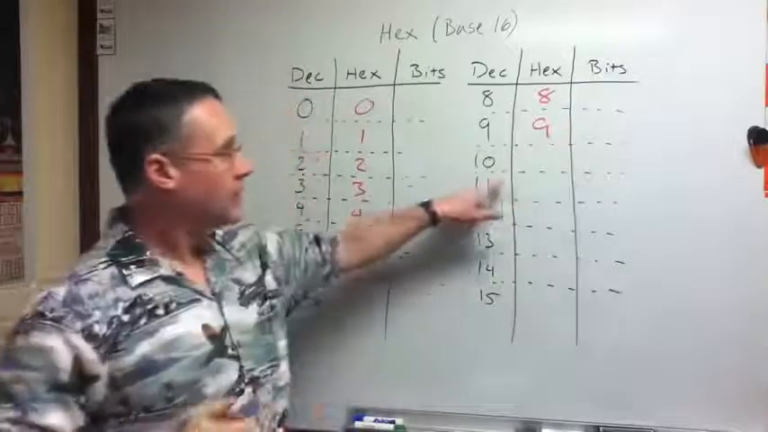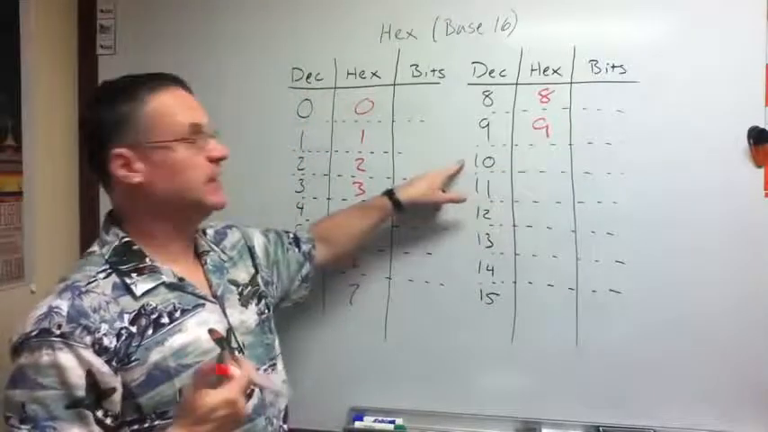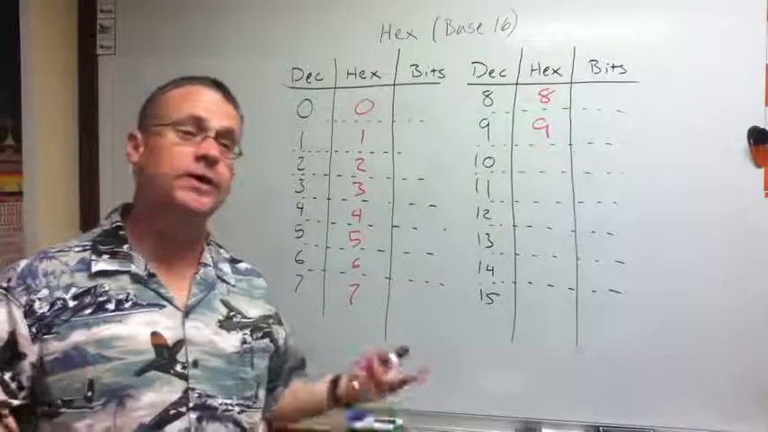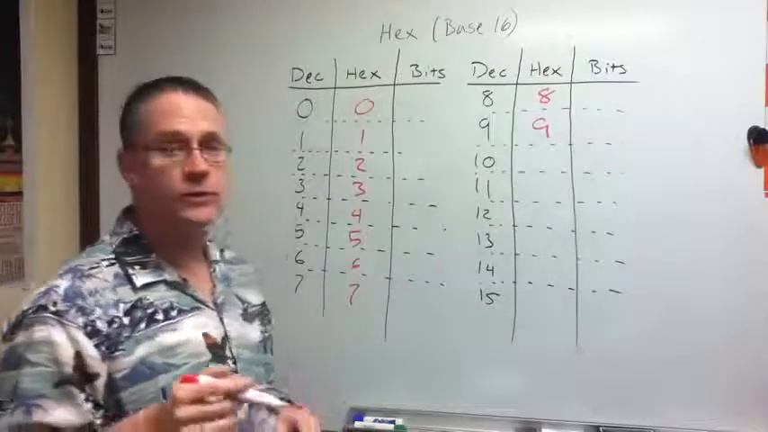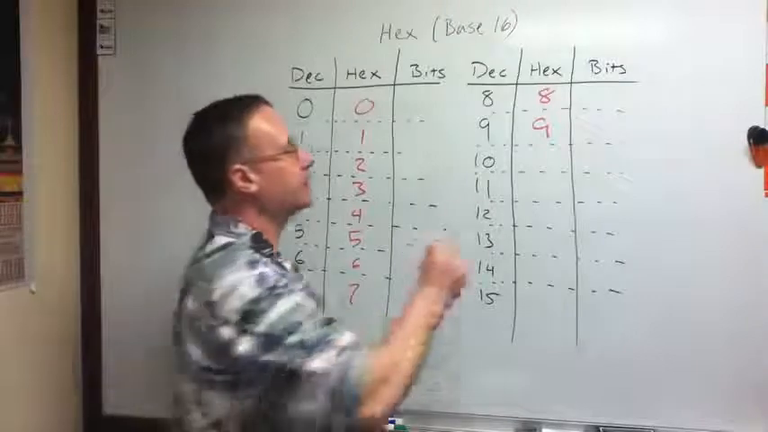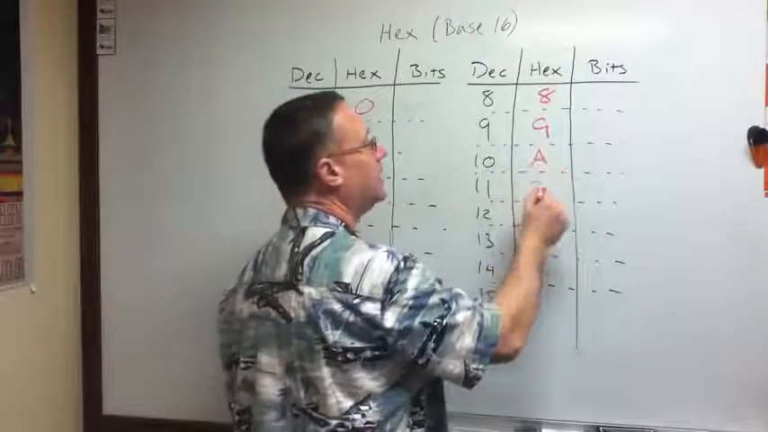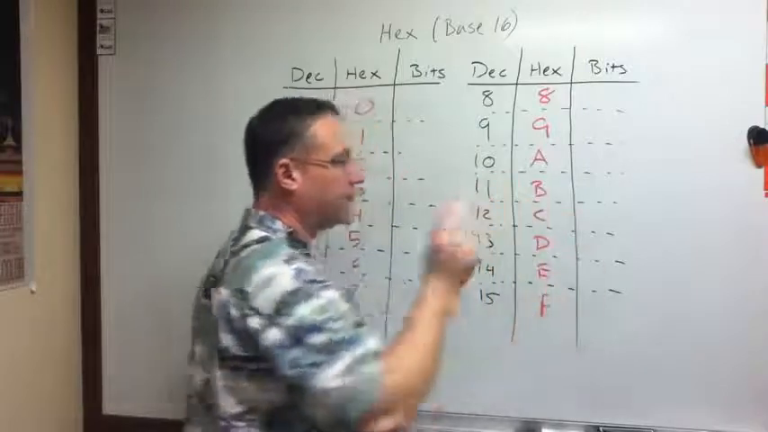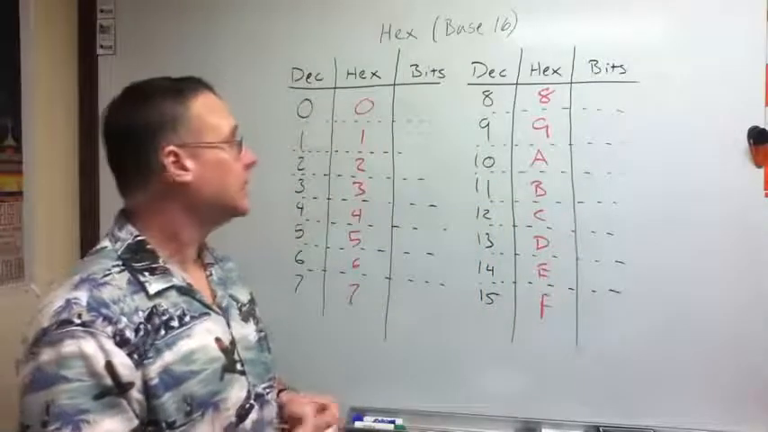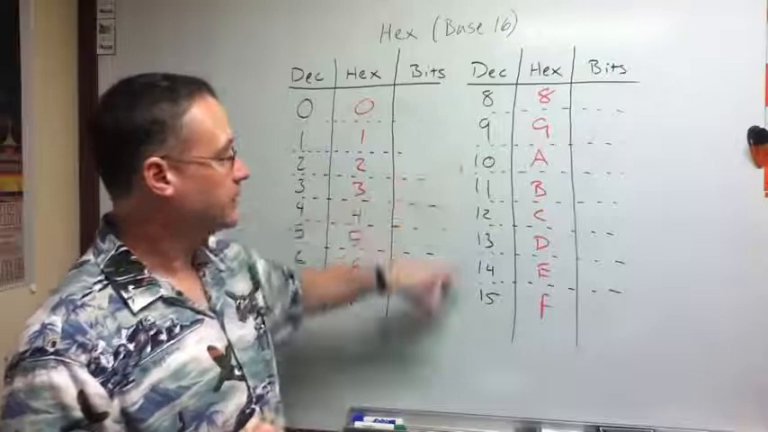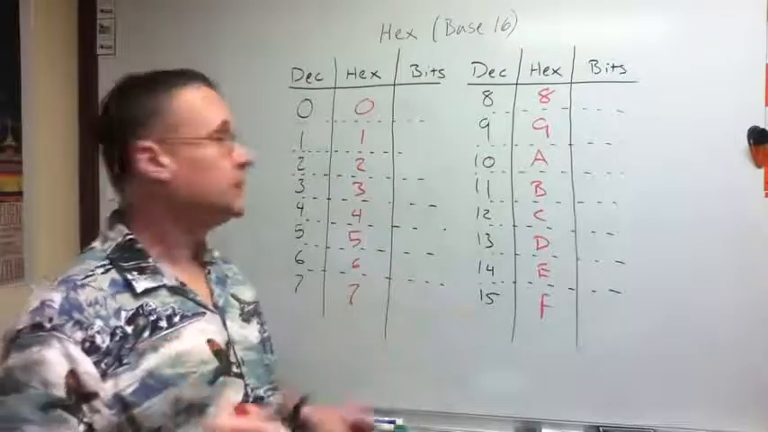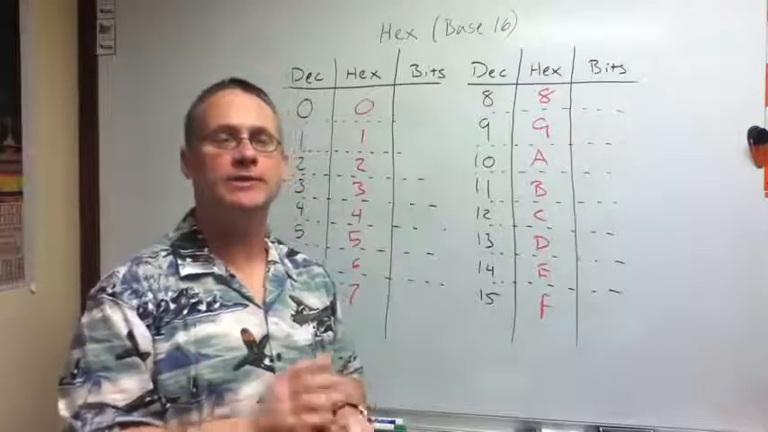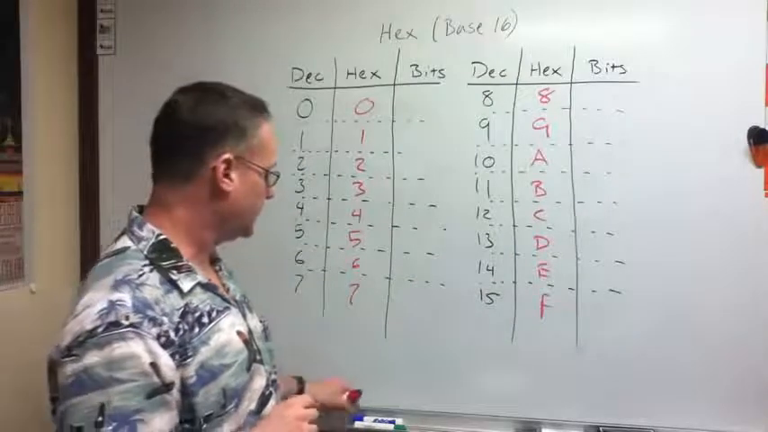But now we need a different symbol to represent 10, a 10th digit, if you will. So what we've agreed to do as a community is do letters, generally capital letters. So A, B, C, D, E, and F represent 10 through 15. So there's our hex digits, the things that will be in our place value system when we're writing hex.